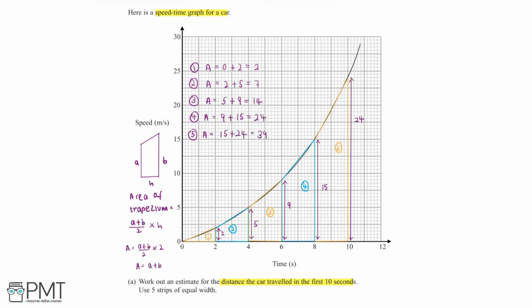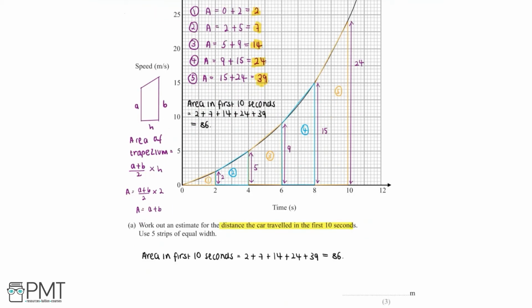So now to find the total area in the first 10 seconds, we can add all of these areas together. And so the area of the graph in the first 10 seconds is equal to 2 plus 7 plus 14 plus 24 plus 39, which is equal to 86. Now we said that the area under the graph in the first 10 seconds is an estimate for the distance that the car has travelled. And so we can say that an estimate for the distance the car travelled in the first 10 seconds is equal to 86 metres, which we can write down in our answer box below.